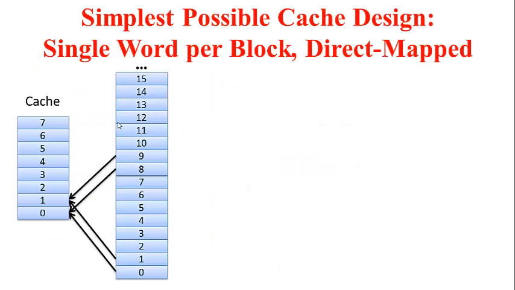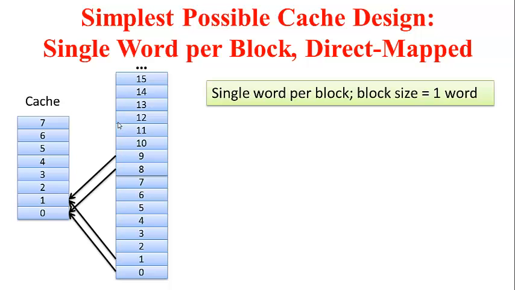Let's begin our discussion of cache design by looking at the simplest possible cache design, where we are going to assume that the block size is a single word. In this diagram, we have the cache on the left side. In this example, I have assumed that the cache is of 8 words size, and the memory is shown on the right hand side of this figure. Only the bottom 16 words of the memory are shown.